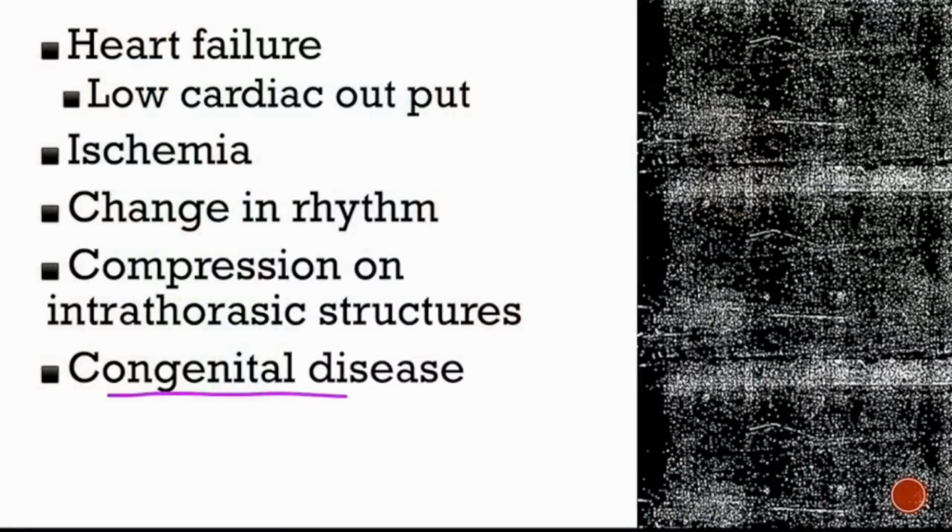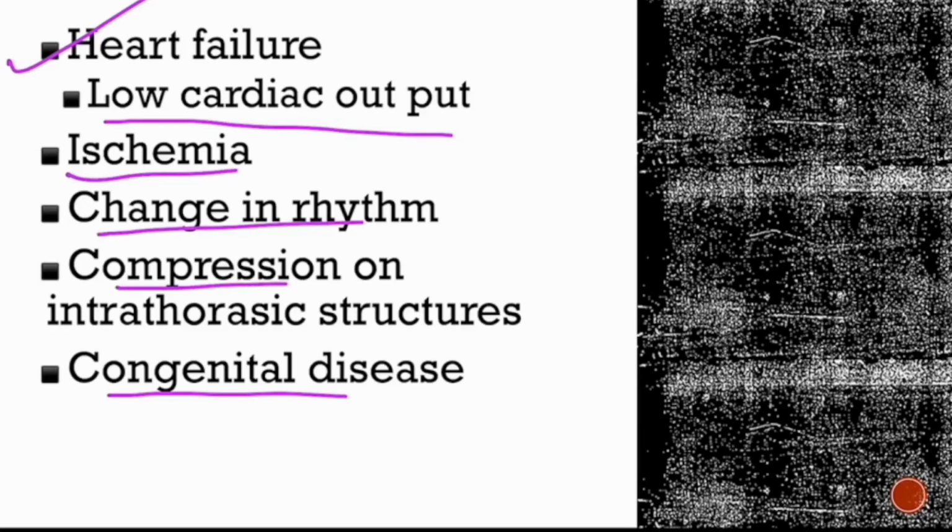So we divide the symptoms into symptoms of heart failure, that is low cardiac output, and systemic and pulmonary venous congestion. Ischemia is clear, and then changes in rhythm and compression of the intrathoracic structures. So we'll take one by one. Number one is symptoms due to pump failure.